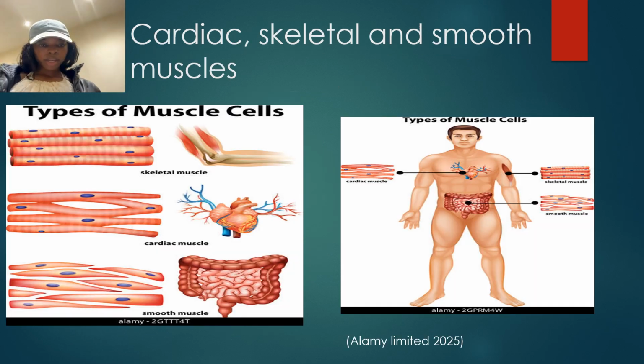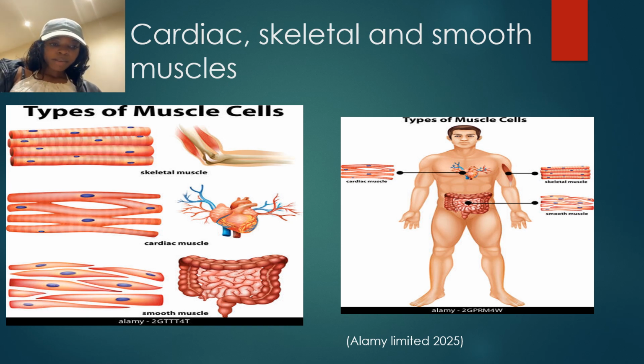Okay, now I'm talking about the cardiac, skeletal, and smooth muscles. I will start with skeletal muscle. Skeletal muscle is attached to bones and is responsible for voluntary movements such as walking or lifting objects. Contraction is controlled by the somatic nervous system, meaning it is consciously controlled. Skeletal muscle fibers are striated and under voluntary control.